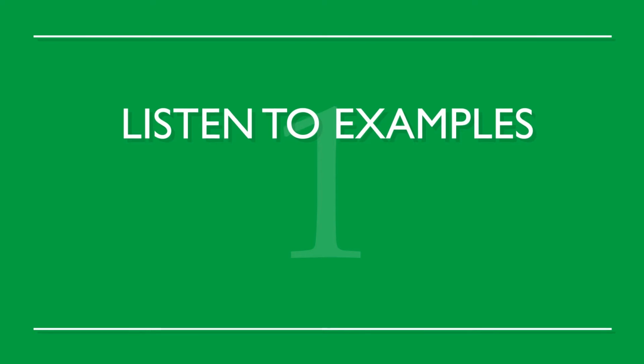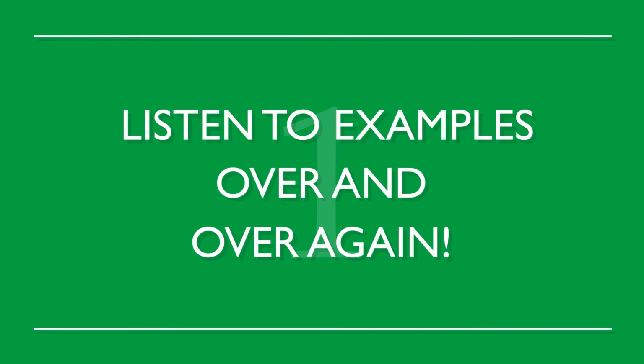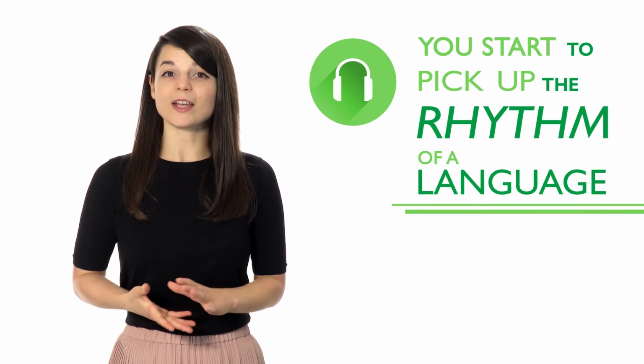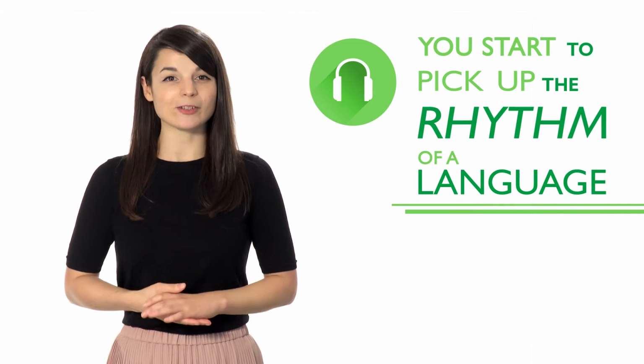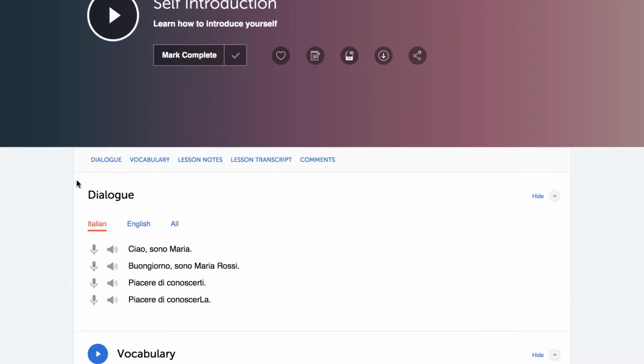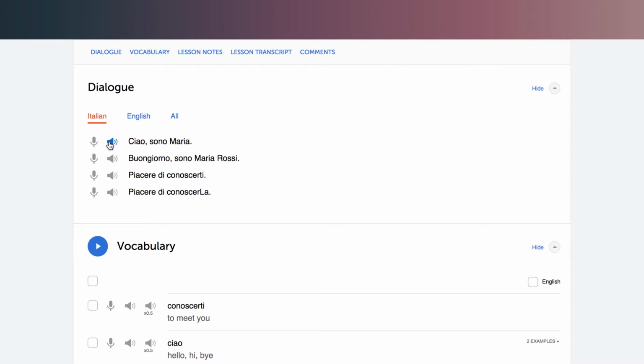Number 1, listen to examples over and over again. By listening closely and often, you start to pick up the rhythm of a language, as well as correct pronunciation from a native speaker. Use our line-by-line feature that lets you both listen and read along. Use this tool to practice as much as possible.